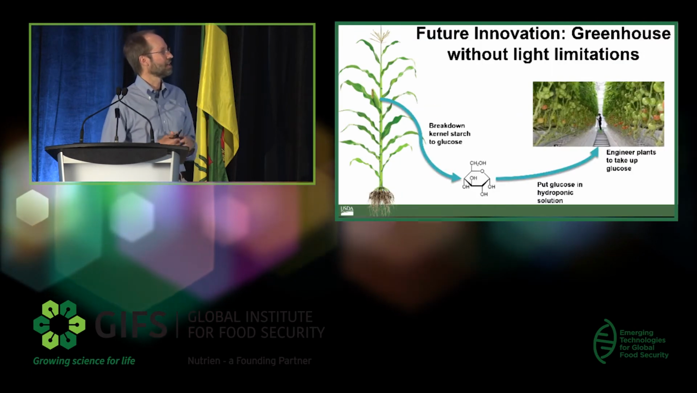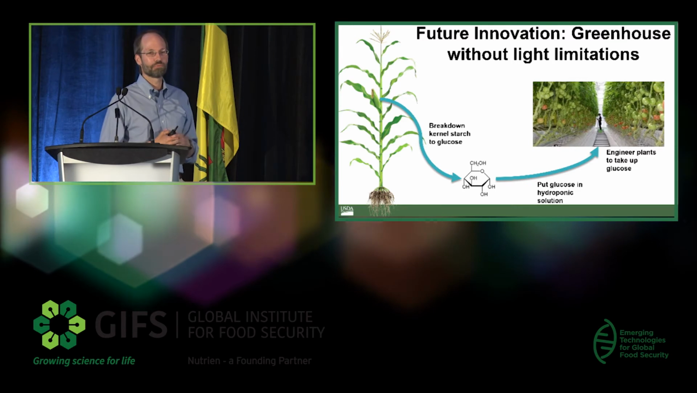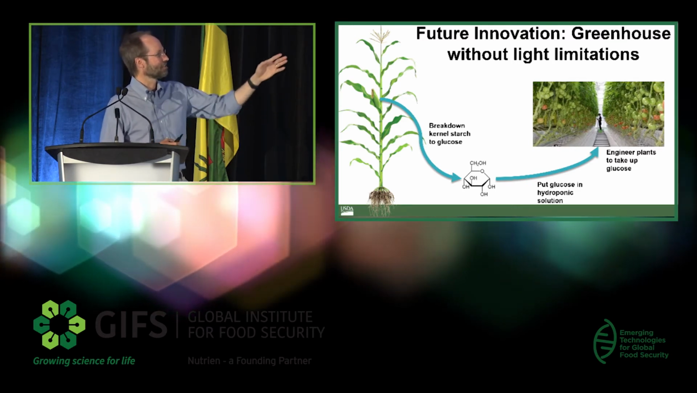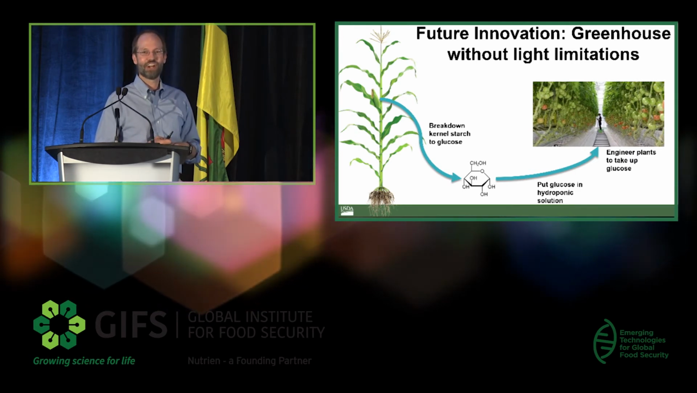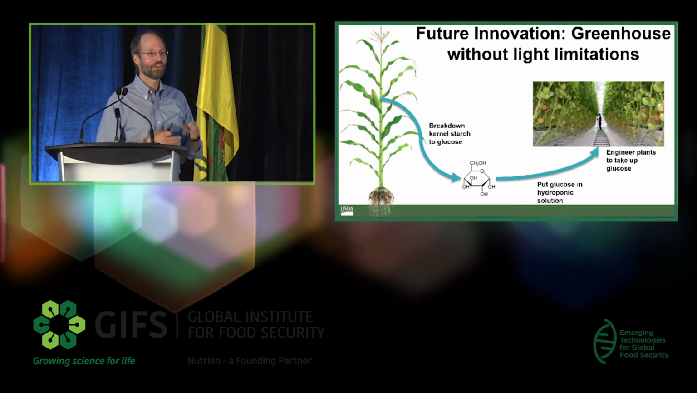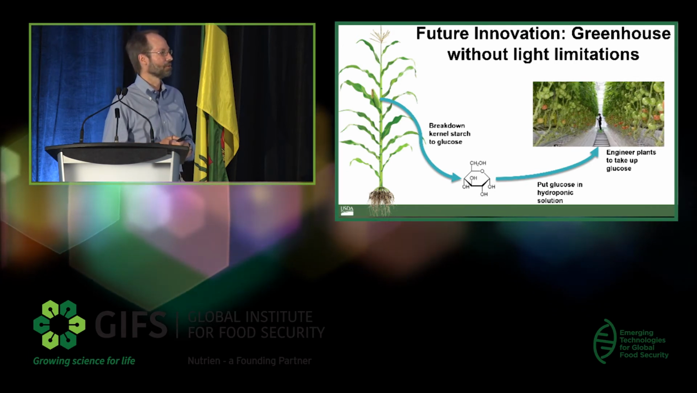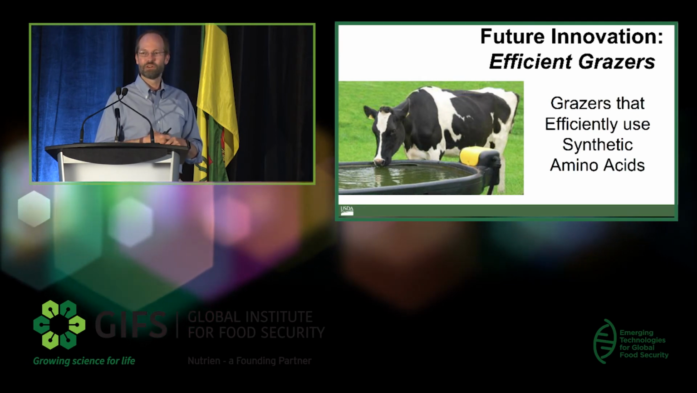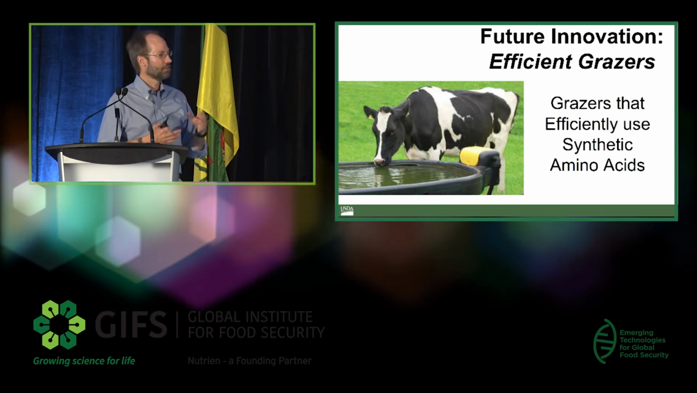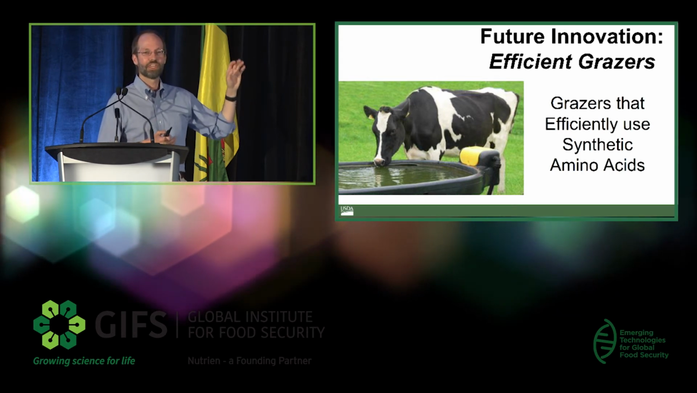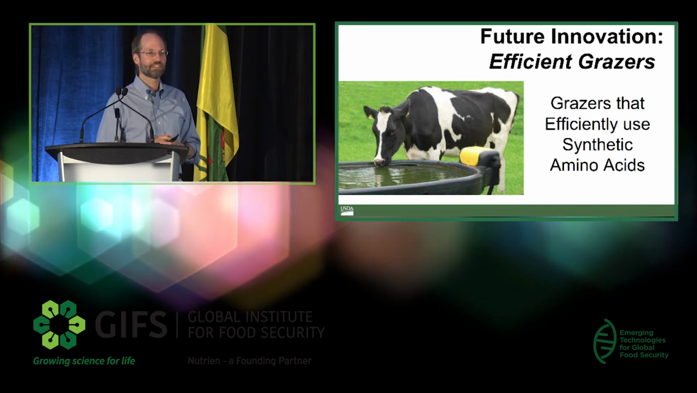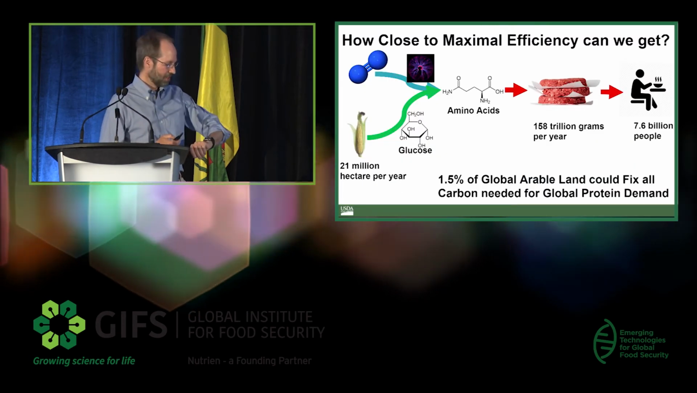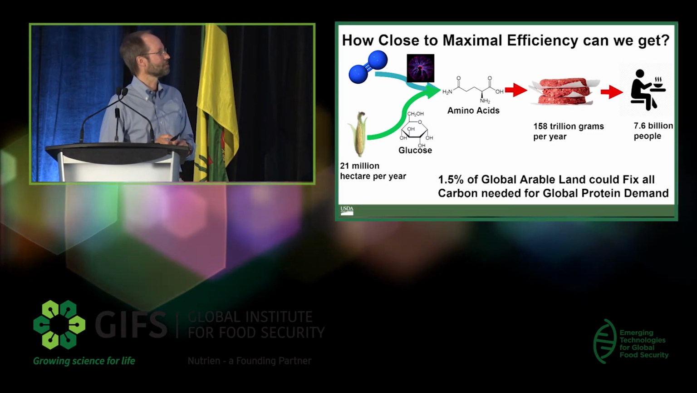In terms of efficient greenhouses, we can use those plants that are efficient at doing photosynthesis, for example, maize, and giving our greenhouse crops essentially a sugar IV so that they could grow very efficiently in greenhouses when light is limited. And our grazers, you would imagine a system where we have a lot of grazing forages that have very high starch and sugar levels, but then we would be feeding them synthetic amino acids in order to make them work well. So the question is, how close could we get to this maximal efficiency?